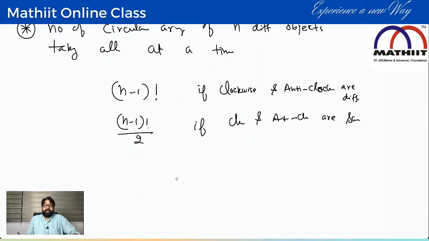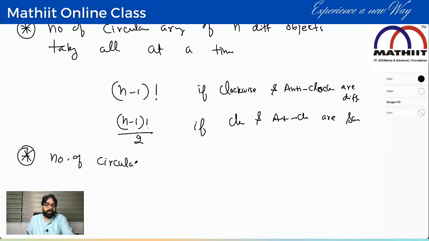Next also you will give answer. Number of circular arrangement. See, my writing is very poor. Please listen to my wording and then write. Number of circular arrangement of n different objects taking r objects at a time.